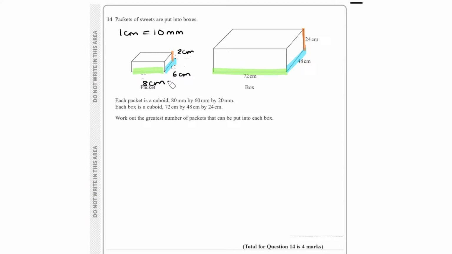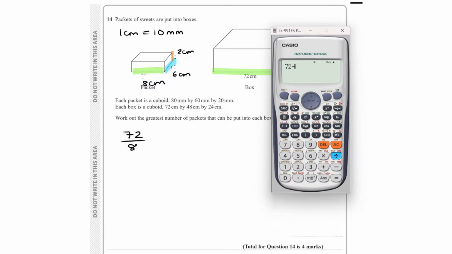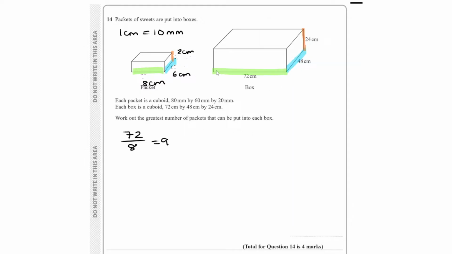So then what I did was I said, right, let me just look at, let's say, the green side. How many packets would fit in the box just across in the green side? Now, by doing that, I did 72 divided by 8, which is in the times table, so you might know that. If not, you can always use your calculator to double check. It does give us 9, so that tells me that I could fit 9 packets across. Then I've got to look, well, how many would fit back? So just do the exact same thing, but as you can see, I've matched up the sides. So 48 divided by 6, again, you might know what that is. If not, just divide it.